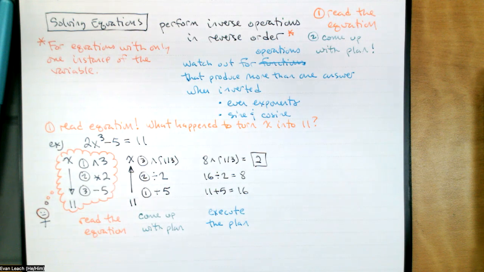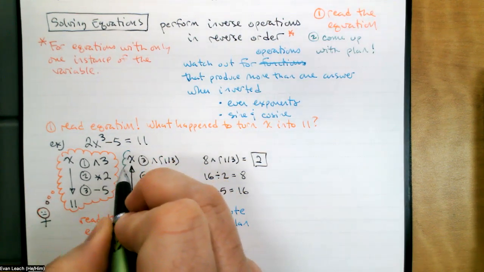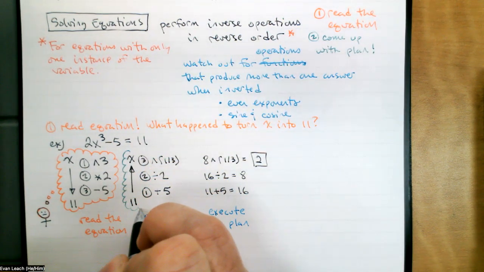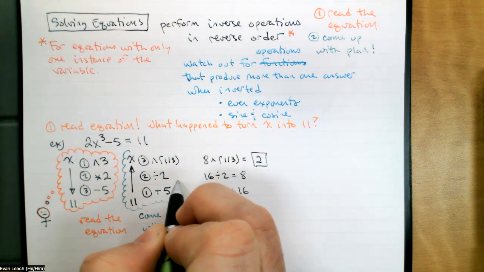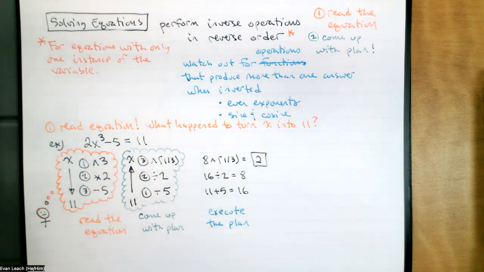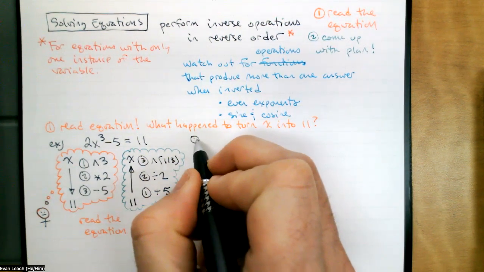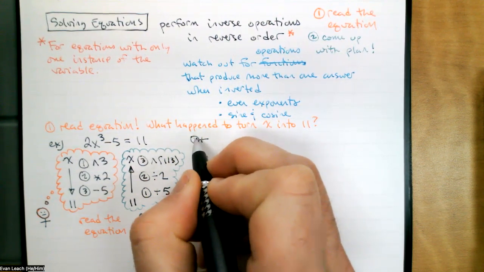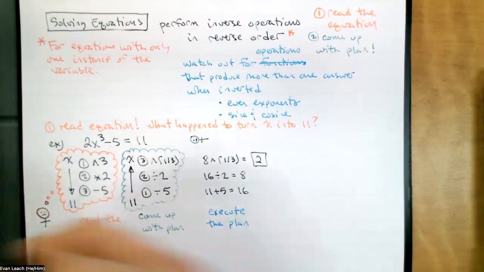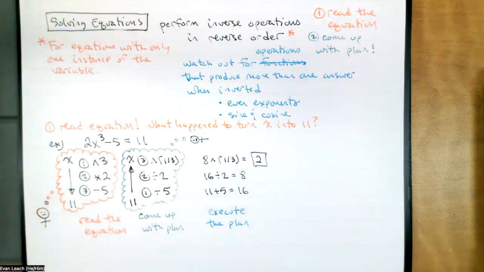Then we come up with our plan. And once again, this is just taking place in our mind. All this stuff is not stuff that we're going to write down either. This stuff is stuff that's taking place on our calculating machine.